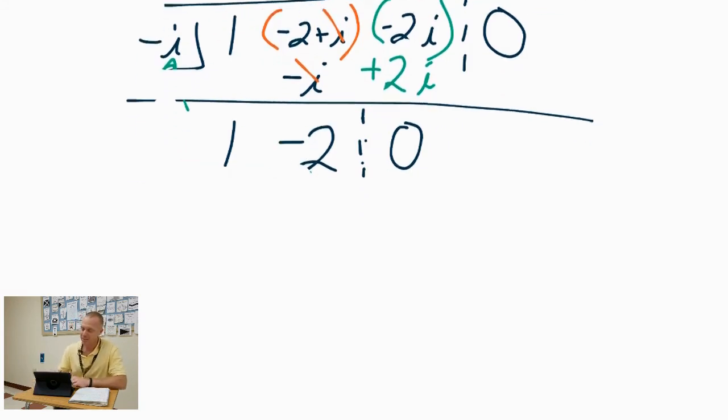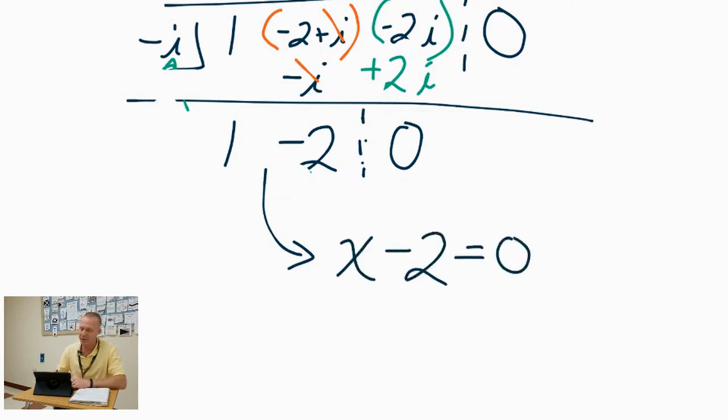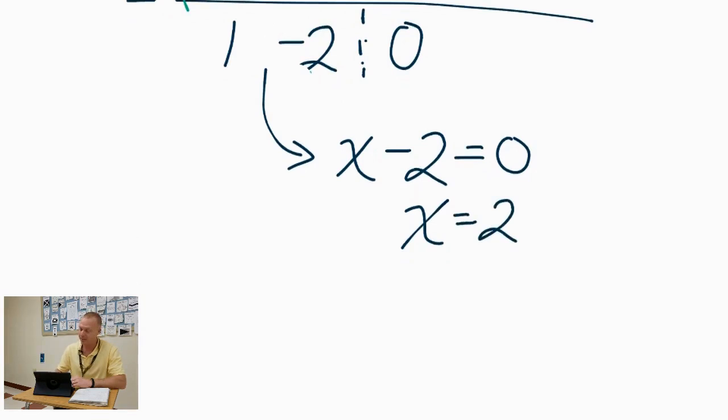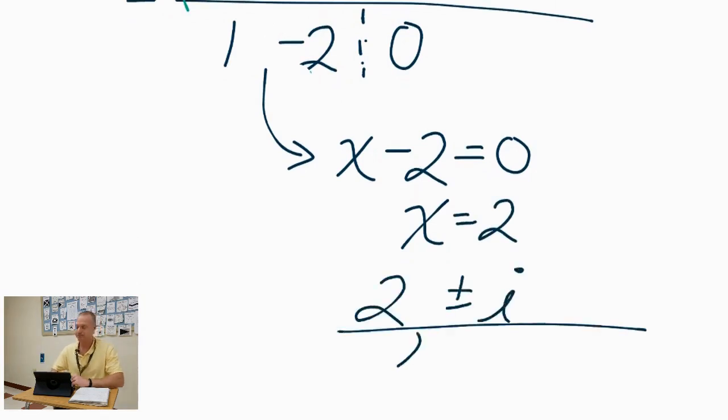Now, this is a depressed polynomial. Sometimes it can be a little bit confusing because it's very depressed. It's down to just x minus 2, and x minus 2 equals 0. We don't need to get too fancy with that. I hope you just say x equals 2, which gives us our other root. Okay, so our roots are 2 and plus or minus i.